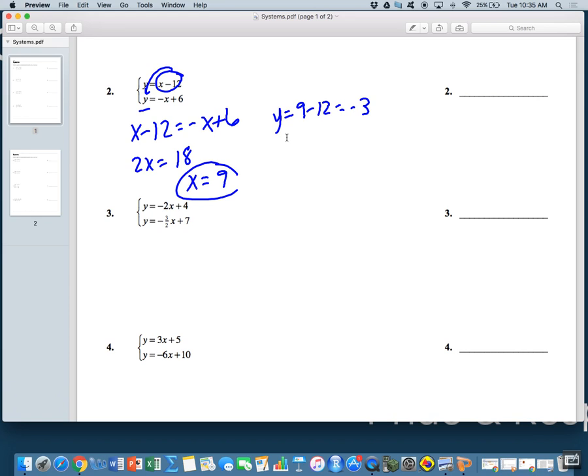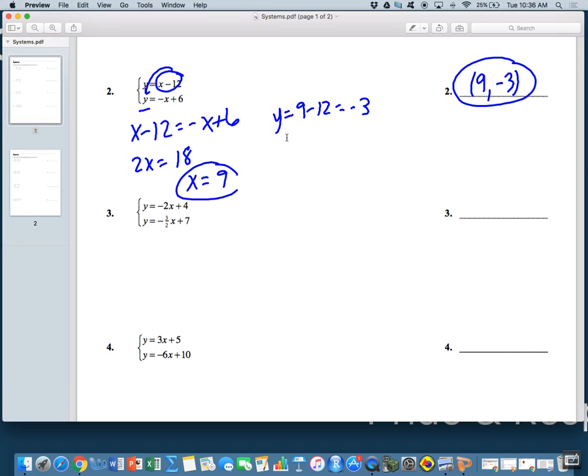Okay, how do I want you to express your answer? An ordered pair. Yeah, parentheses, x comma y. 9 comma negative 3. Because if you remember from solving a system, these are two lines. So that 9 comma negative 3 is the point of intersection between the two lines.